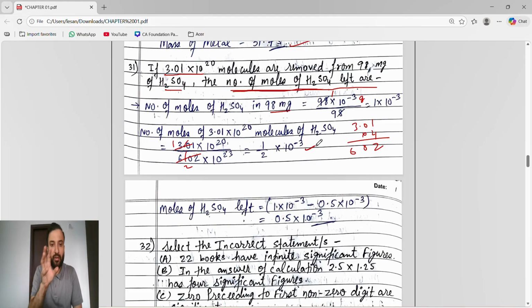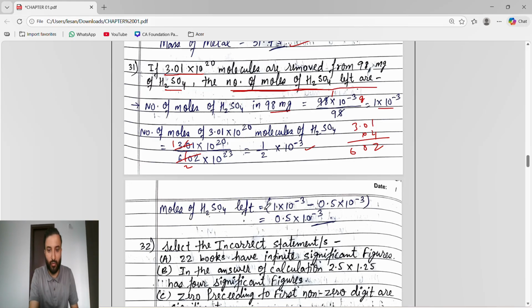Simply, they said that 3.01 into 10 to the power of 20 molecules we are removing from 98 mg of H2SO4. So total we have 98 mg of H2SO4. From that I remove 3.01 into 10 to the power of 20 molecules of H2SO4. So how many moles of H2SO4 are remaining? The number of moles of H2SO4 means the total moles of H2SO4 present. How much total mole? 98 mg of H2SO4. So we will find the number of moles of this total. It is given in gram, so given mass by molar mass, we will get the total.